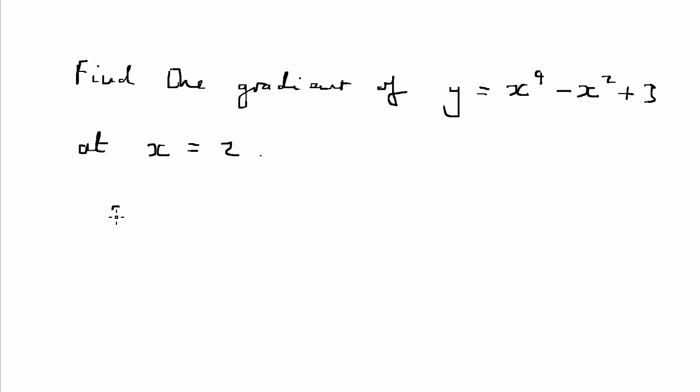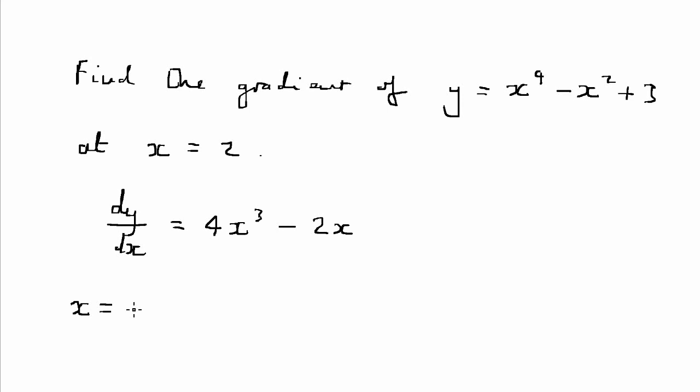So we start off by working out dy dx. So using our new rule, differentiate the x to the 4 bit, 4x cubed. Differentiate the negative x squared, we'll be subtracting 2x. Differentiate the 3, oh, it will vanish. We don't need to worry about that bit.